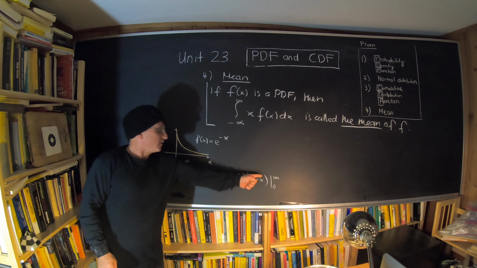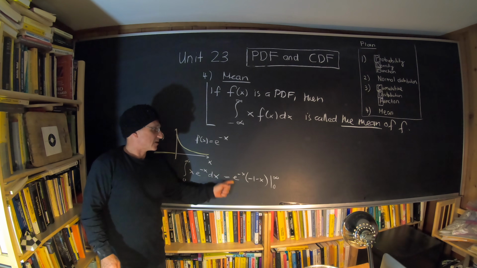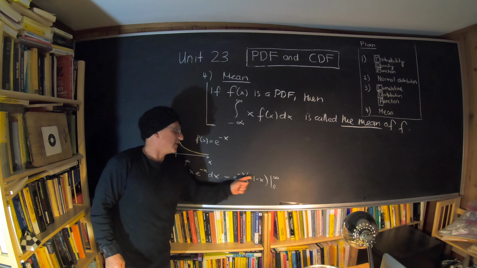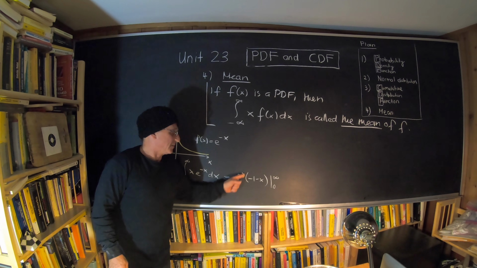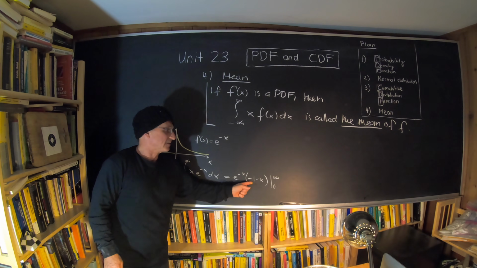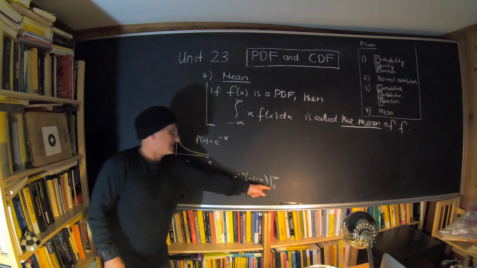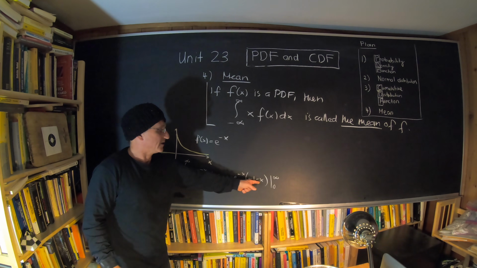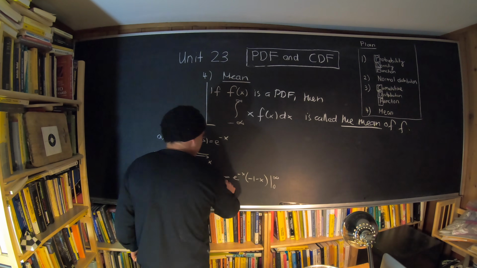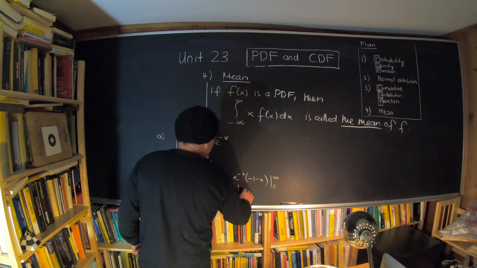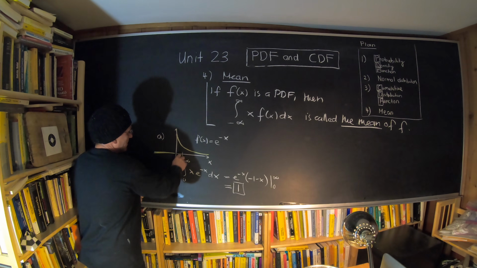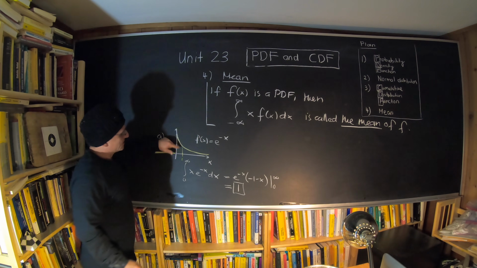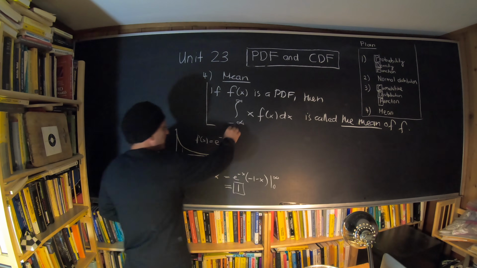When I'm taking infinity here, then this is 0. This limit when t goes to infinity, the exponential dominates, that kills this part, and it goes to 0. So at 0 we get minus 1 times minus 1, so we get equal to 1. So in this case the mean is 1. That's the mean in this case.